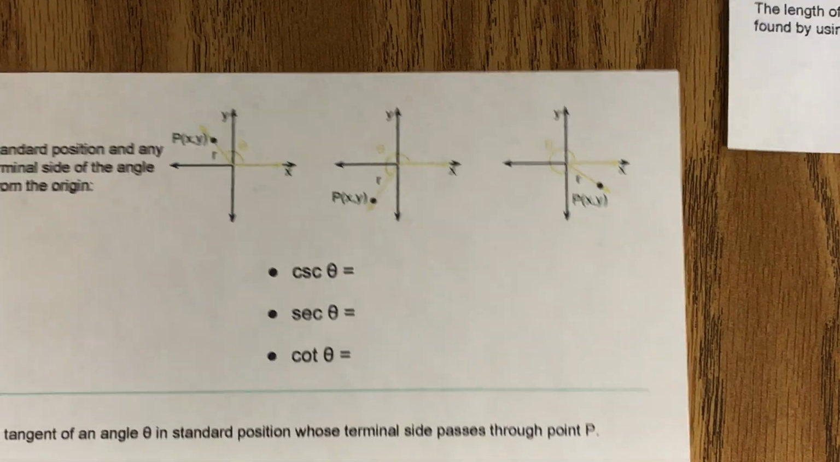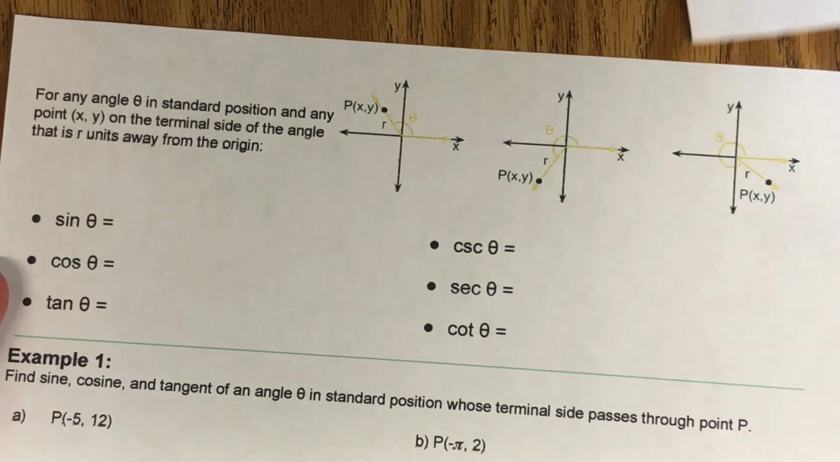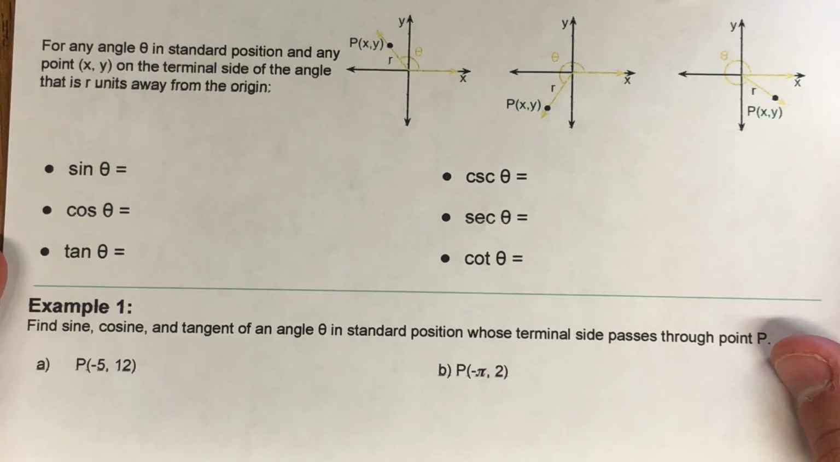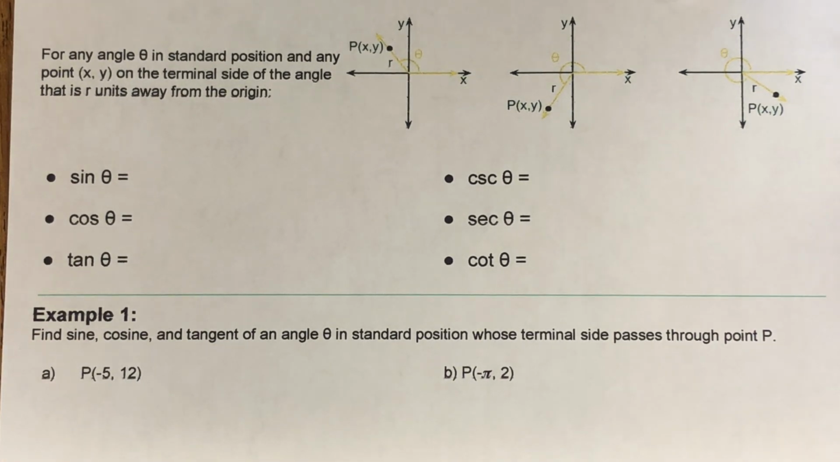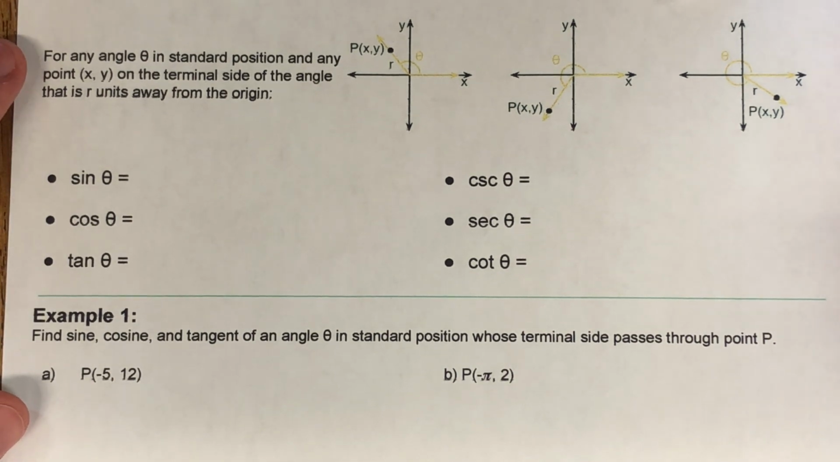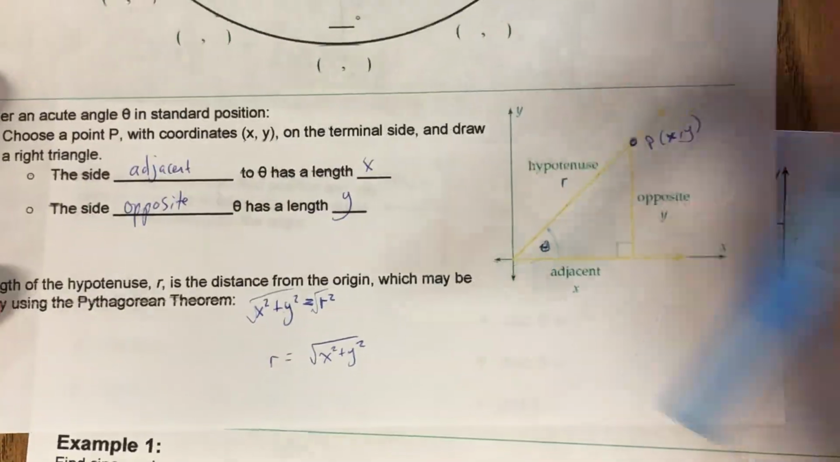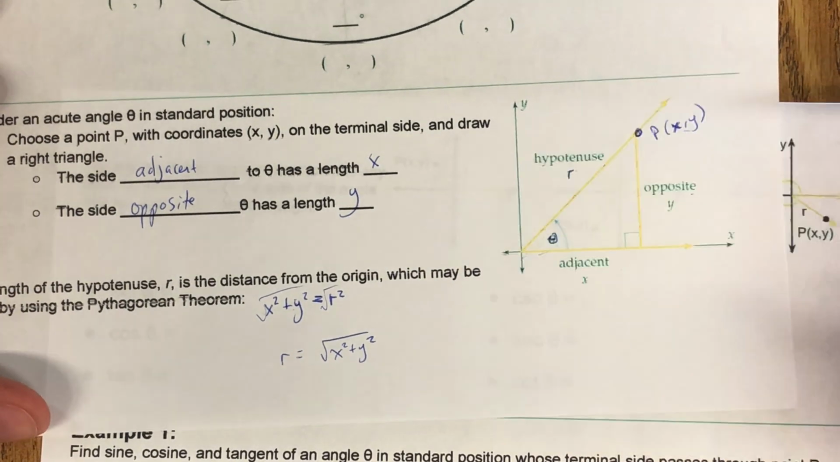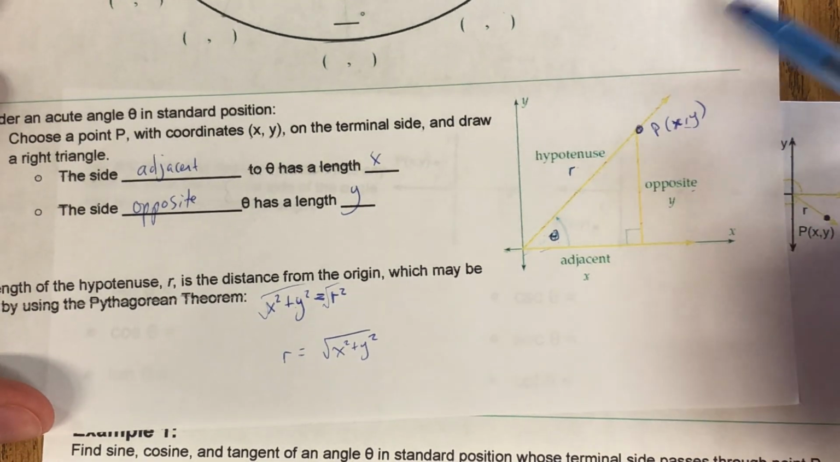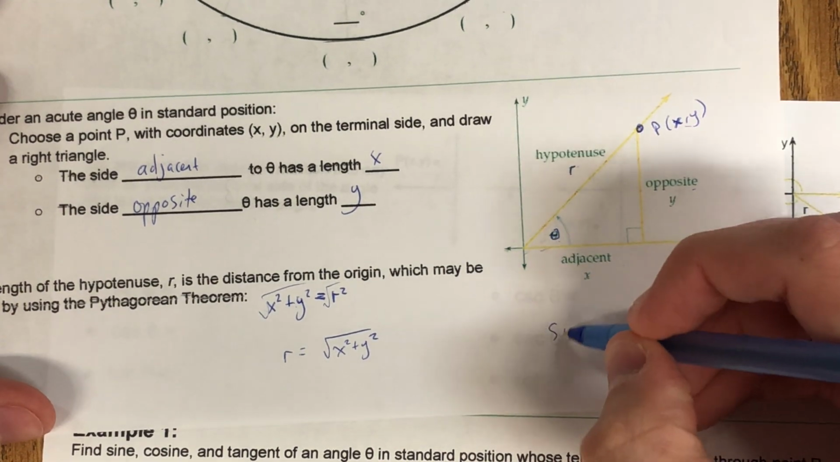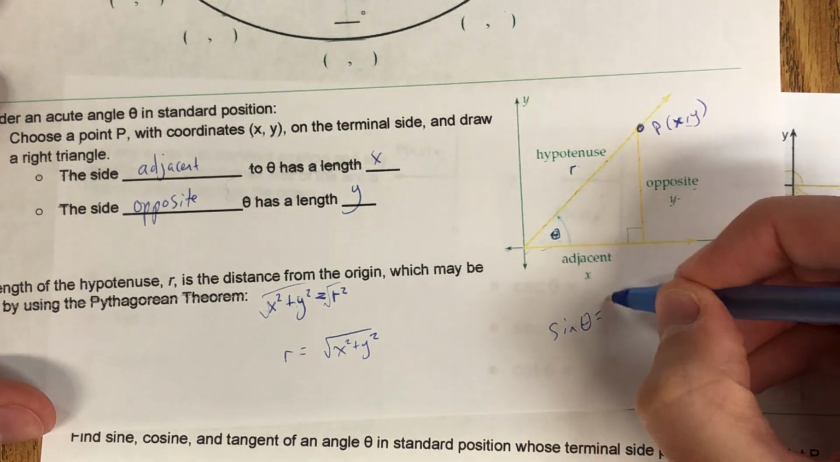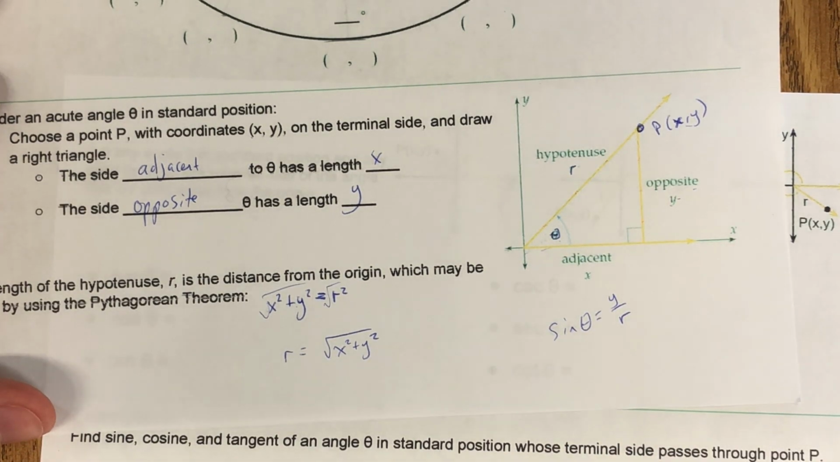And we can do this for any angle in standard position. It says for any angle theta in standard position, any point x, y on the terminal side of the angle that is r units away from the origin, we can identify sine, cosine, and tangent. Going back to here, if I wanted to identify the sine of theta, remember sine is opposite over hypotenuse. The sine of theta then would be y over r.